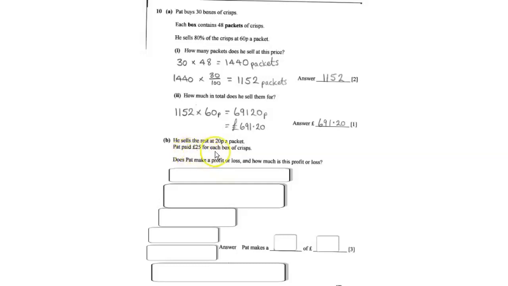Pat paid £25 for each box of crisps. Does Pat make a profit or loss, and how much is this profit or loss? So when you're dealing with profit and loss, you have to find out how much he bought it for and how much he sold it for, to find out where his profit is or if it's a loss. So for this next step we do 1,440 take away 1,152. So that was your 80% he sold. So that's how much he's got left, which is 288 packets.